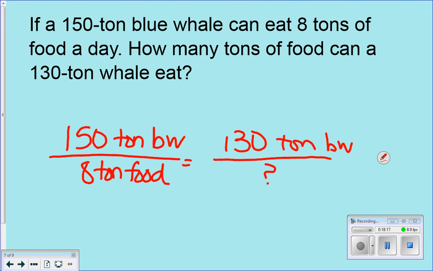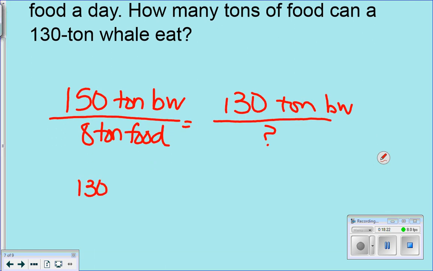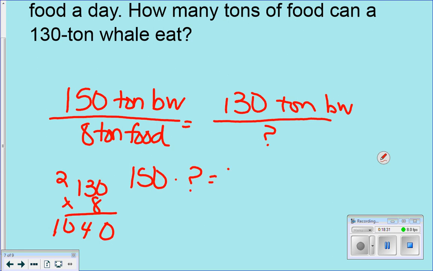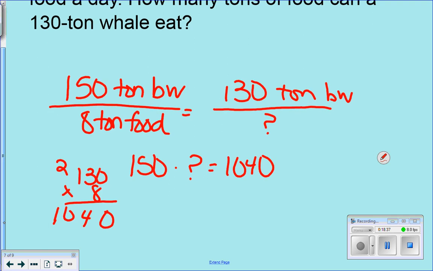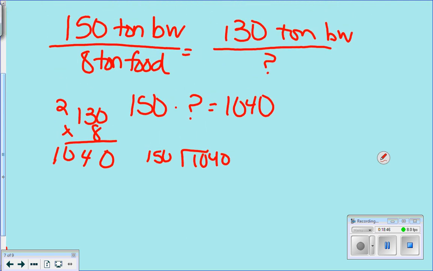So I'm going to take, let's see, 130 times 8, 0, 4, carry the 2, I get this. So I know that 150 times my question mark needs to equal this. Then I need to divide. And it's not going to come out very well, at all. It's going to come out like 6 times. 150 times 6. 7 times?